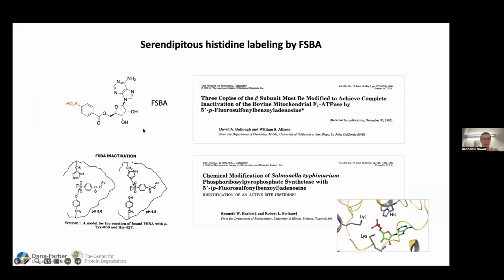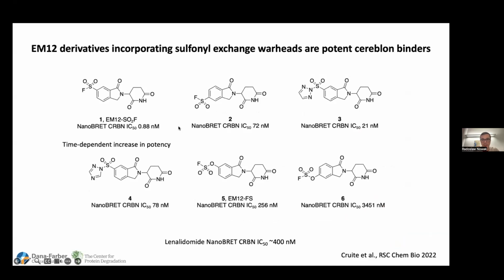And just to take a step back, there are examples of compounds like FSBA, which has been used to study kinases, that happens to effectively covalently label a histidine in the active site of one of these enzymes. And this was effectively serendipitously discovered, and there has been no way to effectively target histidine in a rational way. So to do that, and this is published work in RSC Chemical Biology, we started off designing a set of IMiD molecules that happen to have these covalent warheads on.